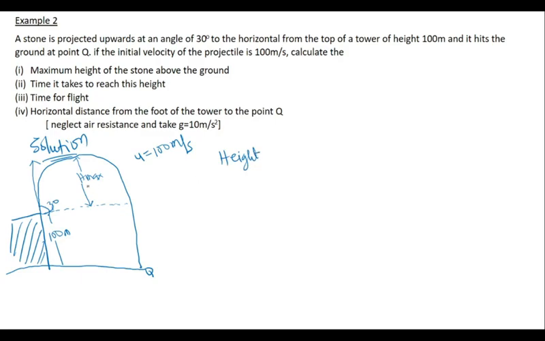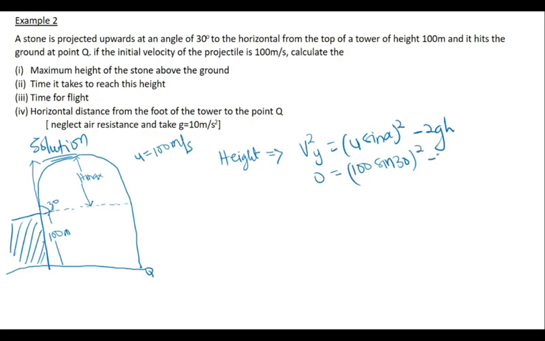First of all, the H max, the normal H max for the projectile, assuming this is our horizontal, is equal to what? We have final velocity squared is equal to U sine alpha squared minus 2gh. At the maximum height our final velocity is 0, so we have 0 is equal to 100 sine 30 squared minus 2 into bracket 10h.